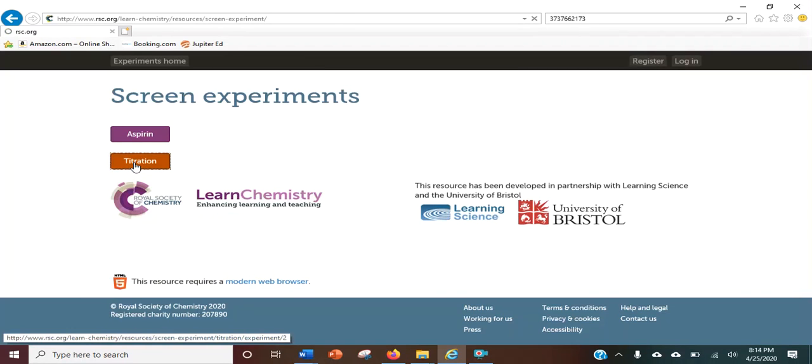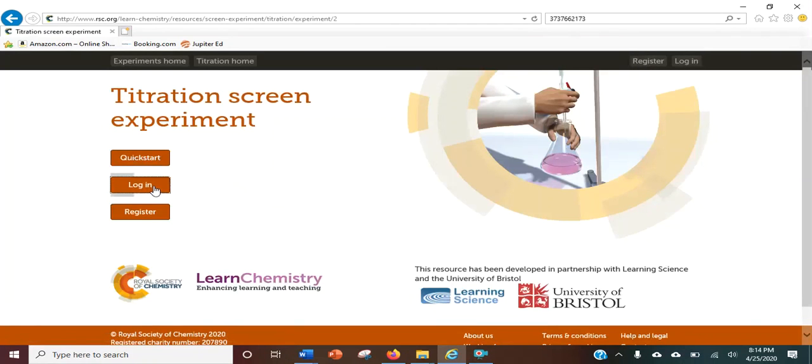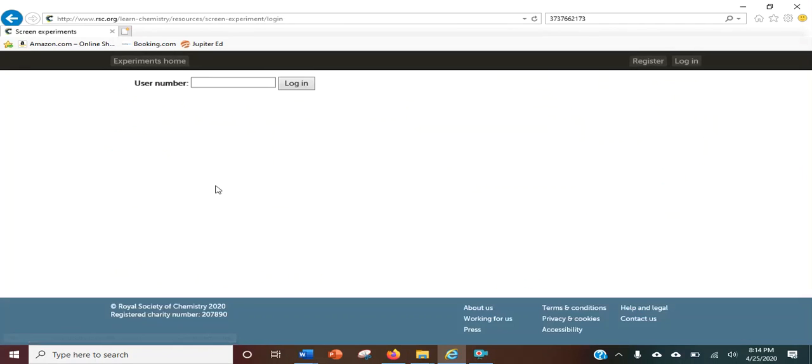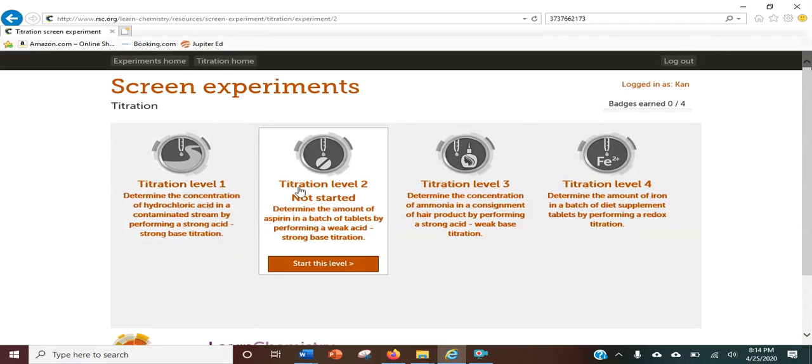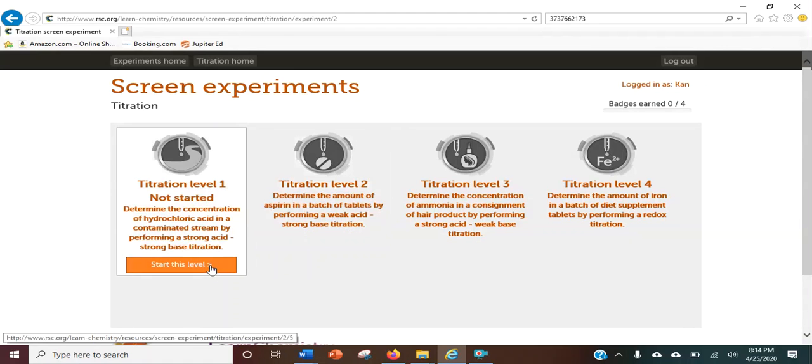So go to titration. Now log in. So we click log in. It asks for a user number. So I'm going to enter the user number. And you basically log back in. Okay. So there's two levels you must do for this lab. Level 1 and level 2. So let's start with level 1. So I'm going to click start.